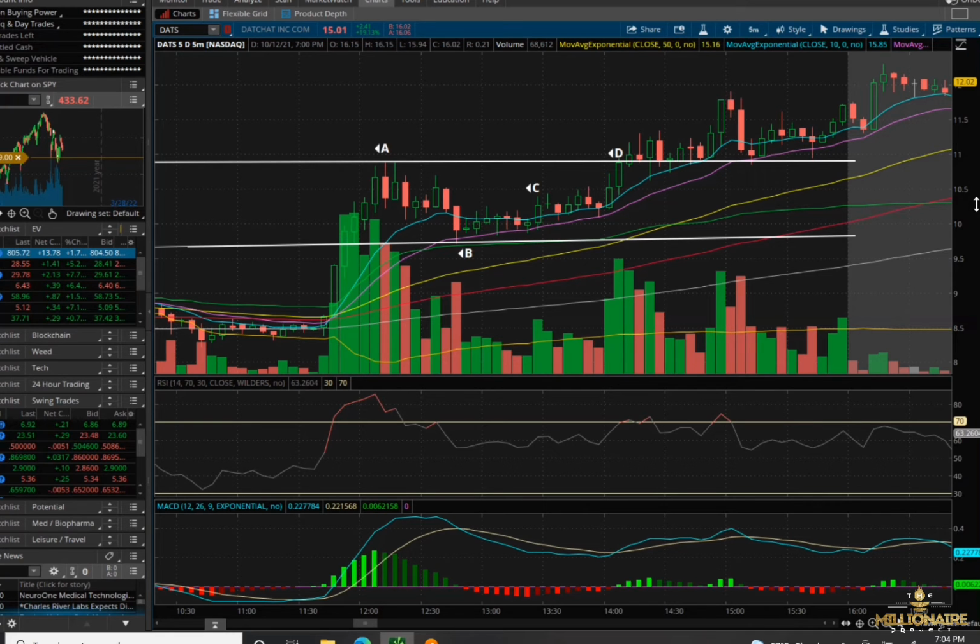All right, so let's get right to it here. So I pulled up a stock on my trading platform, DATS, and this was actually a stock that we traded in our group last week, and we used the same exact pattern. As you can see, I already drew everything out as we followed it.